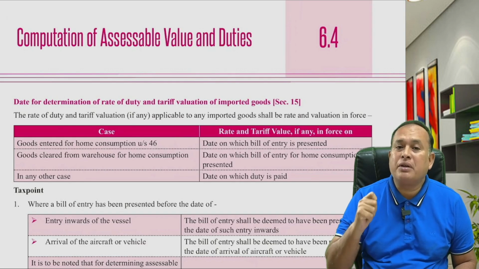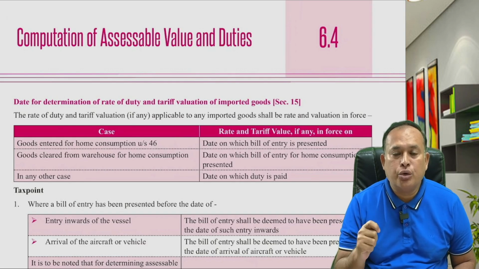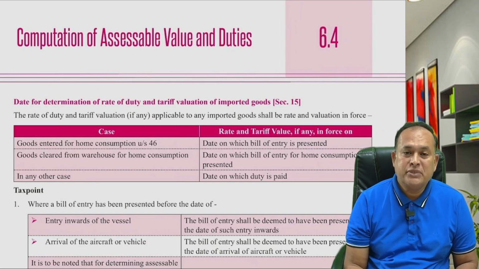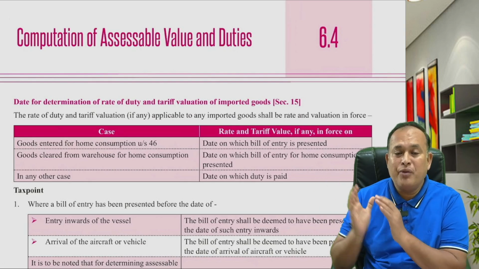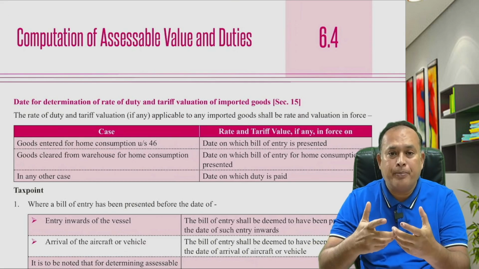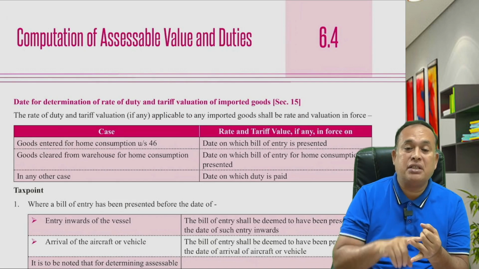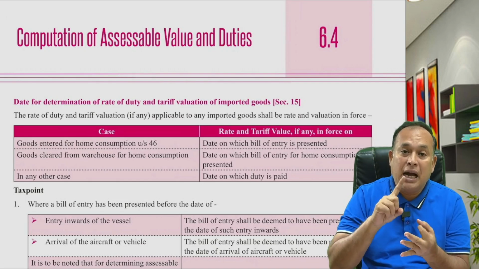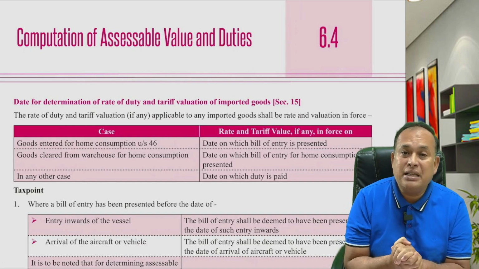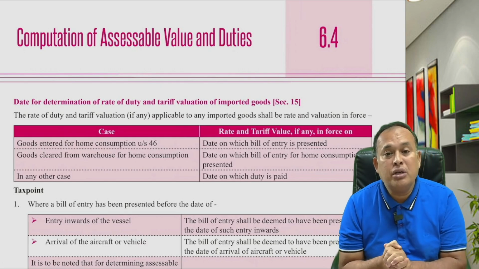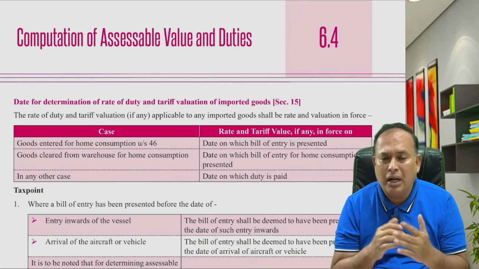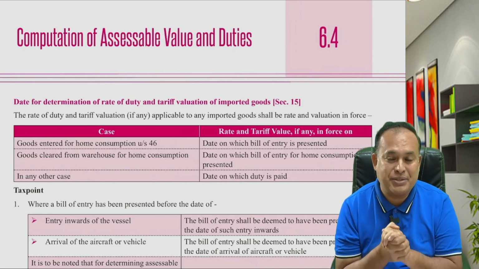Valuation of imported goods, followed by computation of duties thereon, is very important for our coming CMA Inter June 2024 or December 2024 exams. I will explain how to compute the assessable value for imported goods, and the duties thereon: basic customs duty, social welfare surcharge on basic customs duty, followed by the additional customs duty known as IGST. Finally, I will conclude by covering how to compute anti-dumping duty. All these points I am going to explain to you, my dear friends.